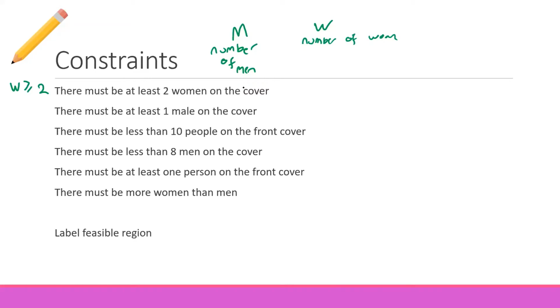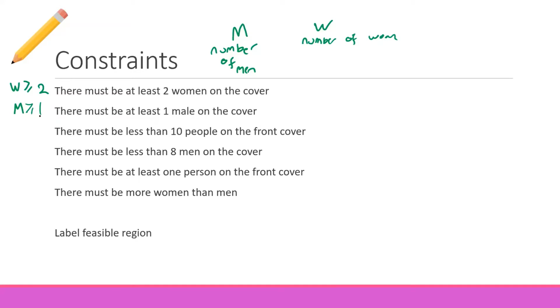What about this next one down? There must be at least 1 male on the cover. How could I write that one? M is bigger or equal to 1? Yeah, M is bigger than or equal to 1. Perfect. So they're the first 2.